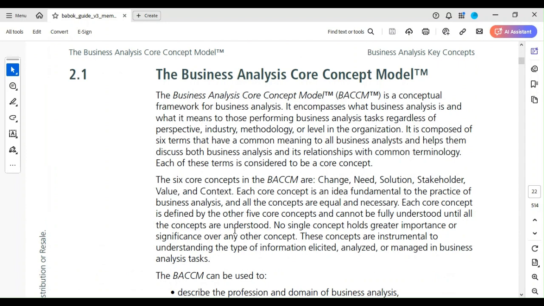So the BACCM encompasses what you are as a business analyst, and what it means to those performing business analysis tasks, regardless of the perspective, whether it's agile, business analytics, architecture, or any industry, engineering, medical. Methodology: are you using agile or waterfall? Or level in the organization: are you a manager, or maybe even a clerk or an admin?